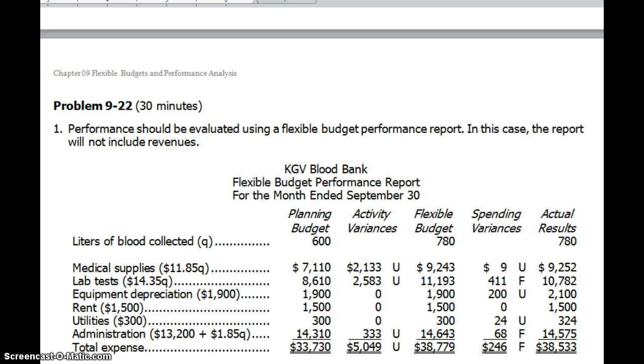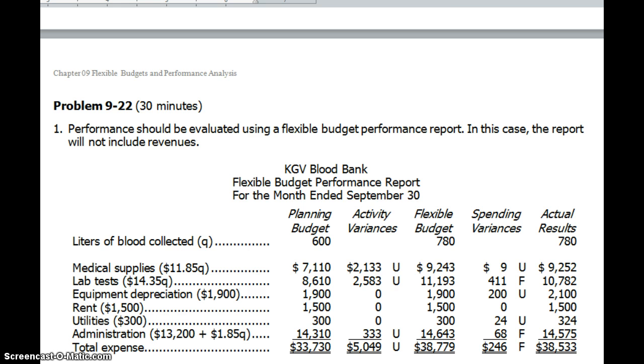What we're asked to do is prepare a new performance report for September using the flexible budget approach. And then we're asked to think about why any of the variances in the report happened and if there's any that should be investigated. Alright, looking at this, we have the planning budget and we have the actual results. What we need to first calculate is the activity variance. If you recall, the activity variance is the difference between the planning budget and the flexible budget.